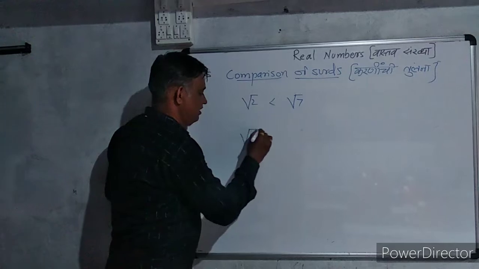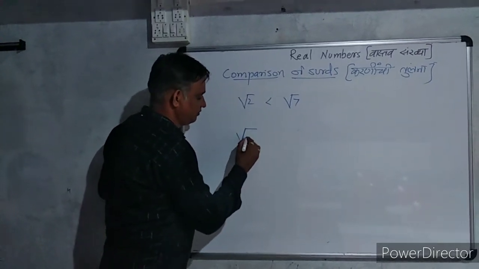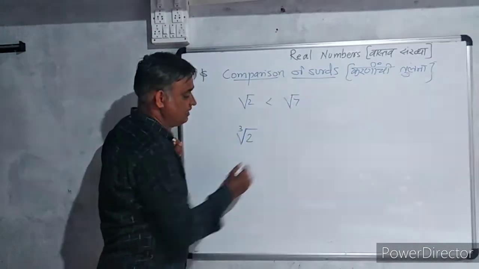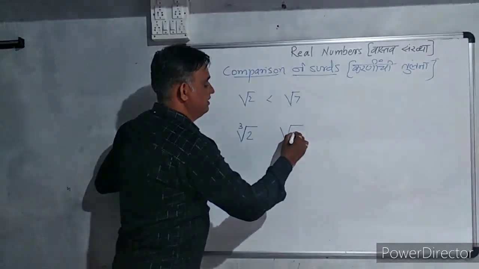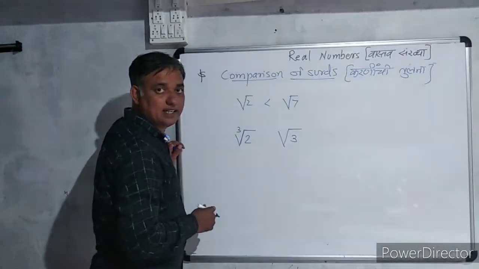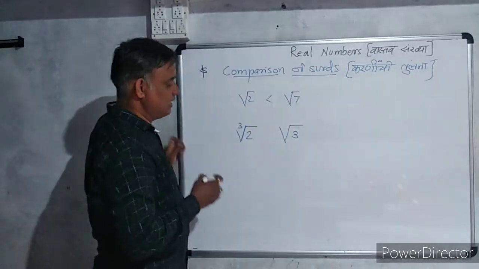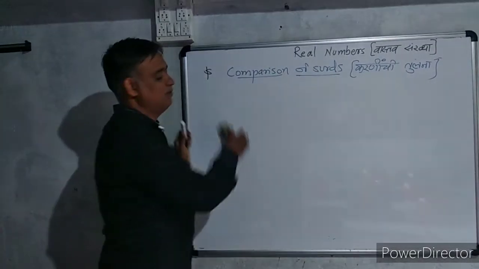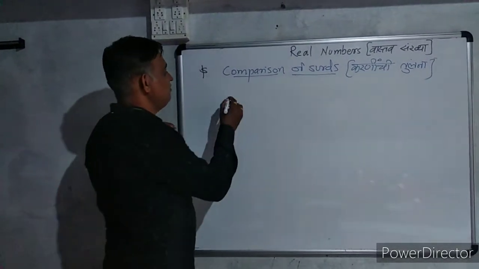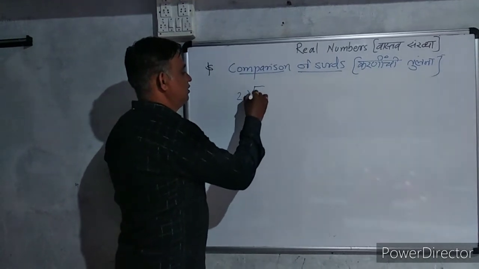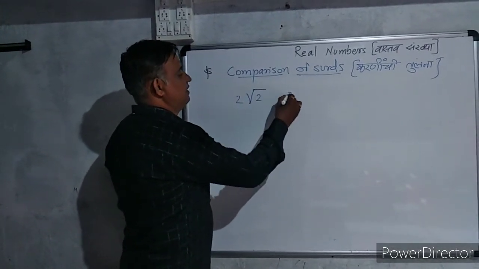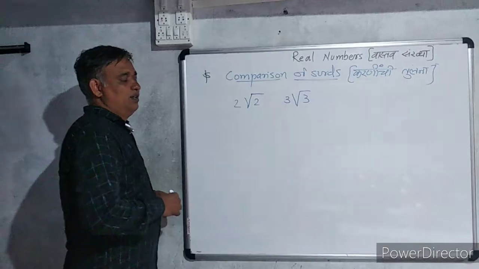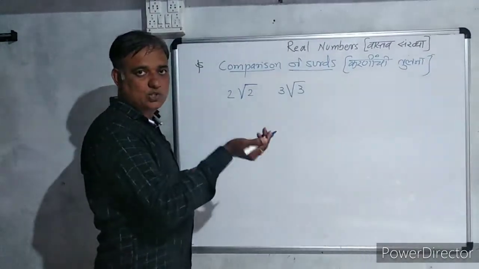But suppose radicand 2 of order 3 is there and radicand 3 of order 2 is there. Okay, it is not as easy as the first example, and the other examples of the book like 2 into radicand 2 of order 2 here and 3 into radicand 3 of order 2 there. We have to solve this example first.